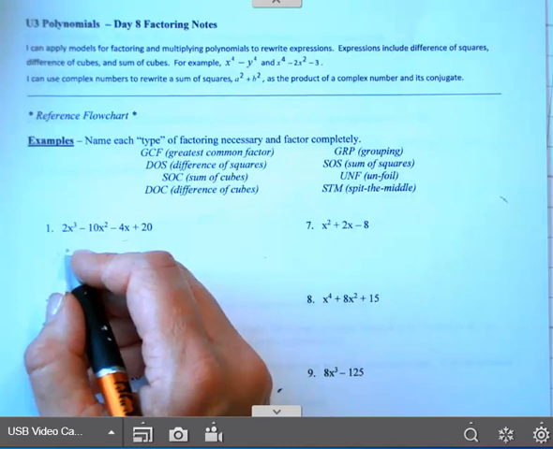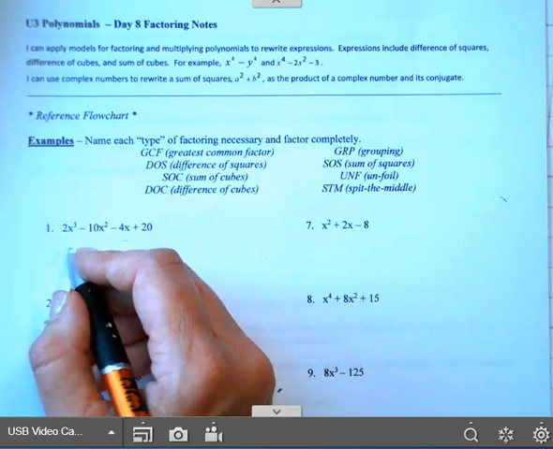I would also use your factor sheet that I gave you in Unit 2, as well as I gave it to you again in the note packet for this unit. And it tells you step by step how to factor stuff. Let's go ahead and look at example 1.